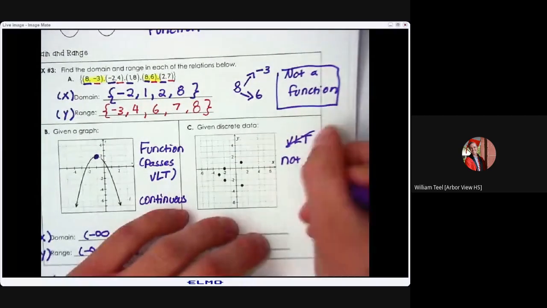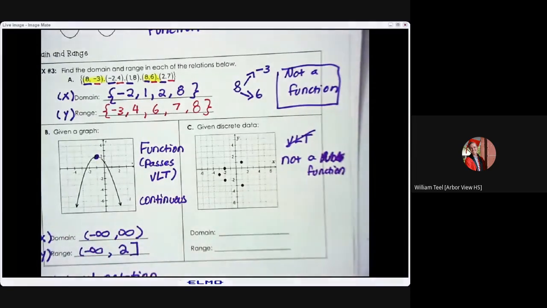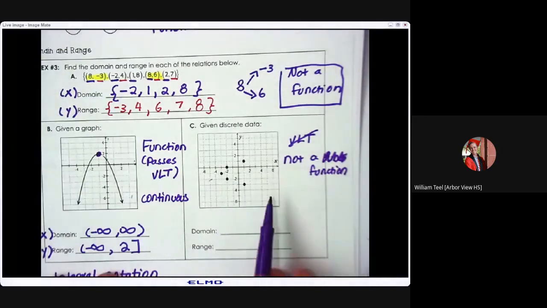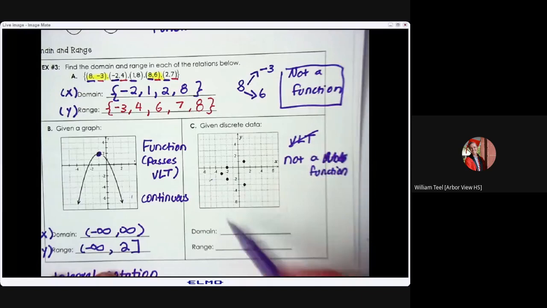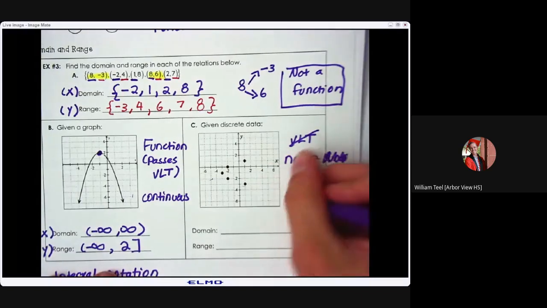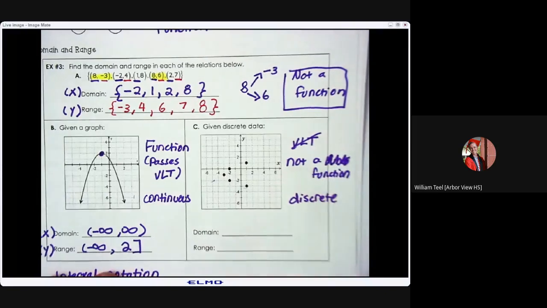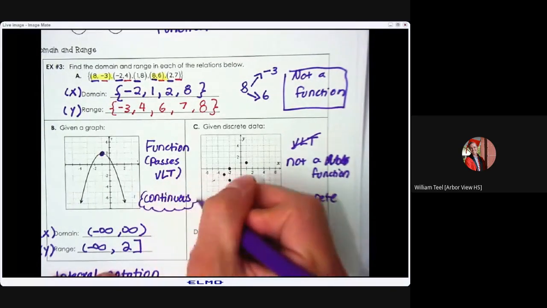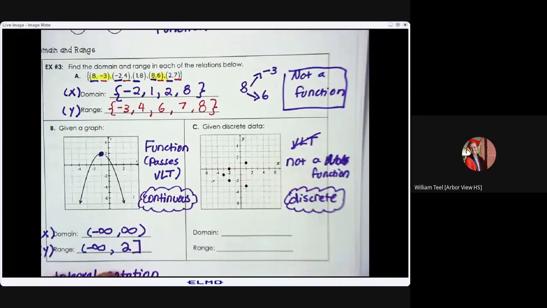Oops, I didn't leave myself enough room. Not a function. Okay, so another thing to note about this graph, as we can see, there is no line going on here. We just have a bunch of coordinate points, a bunch of ordered pairs right here. So I'm going to say, since this does not have a line through any of these, and it's not going off in any direction forever, instead of being continuous, this graph is a discrete graph. Okay, so we have the continuous graph on part B, and we have the discrete graph on part C.